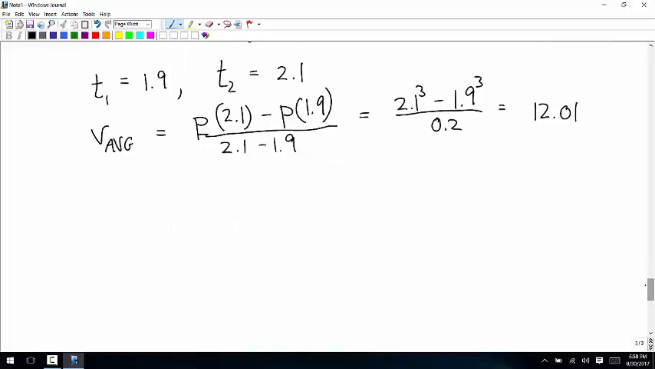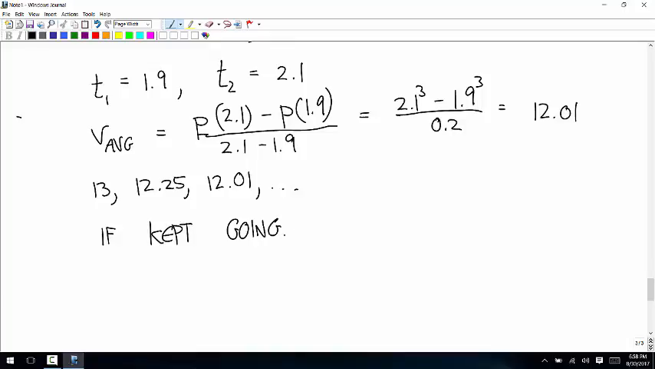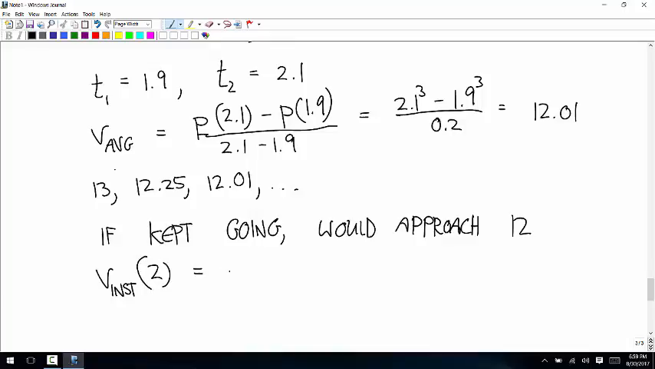12.01. So this sequence is going, you know, we went 13, 12.25, 12.01, and this doesn't prove where it would go, but you can probably believe that it's settling towards 12. Okay. So if you did this process infinitely many times, that takes a long time. If you kept going, this sequence would approach 12. And so the idea is the instantaneous velocity at 2 seconds is equal to 12.